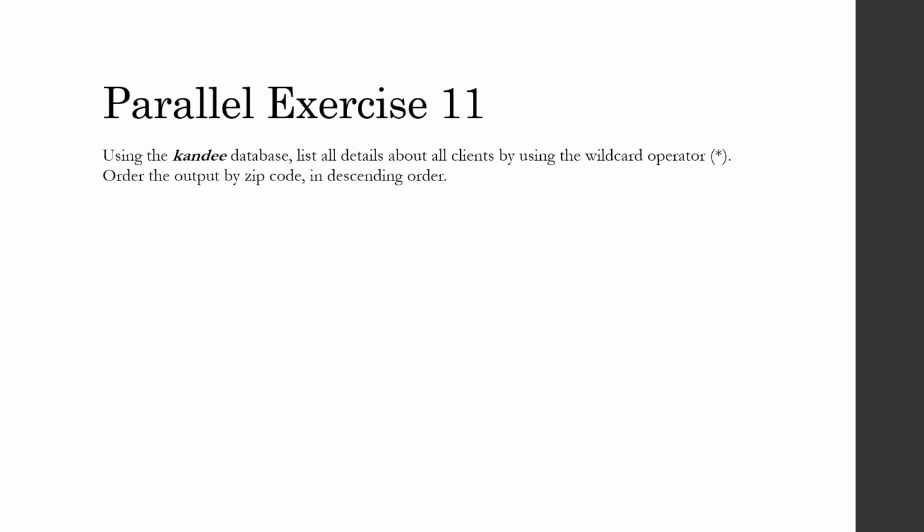Parallel exercise 11. Using the Candy database, list all details about all clients by using the wildcard operator asterisk. Order the output by zip code in descending order.